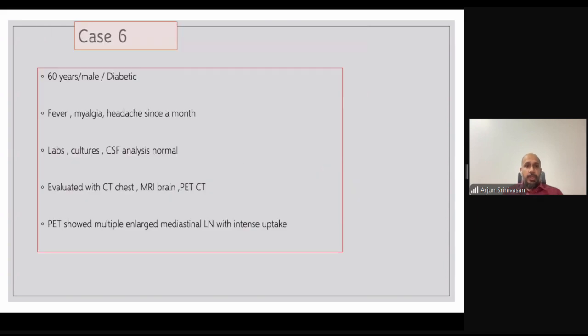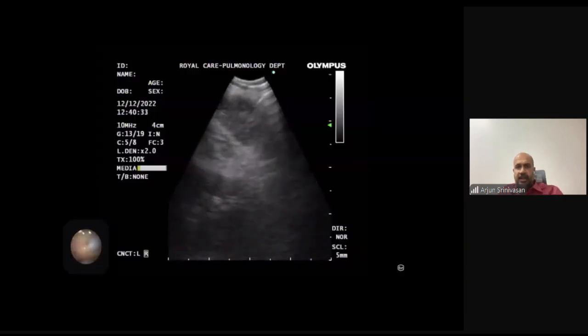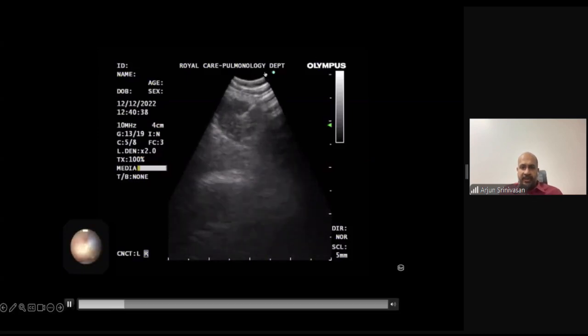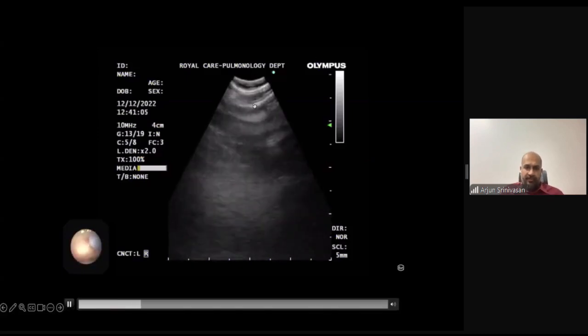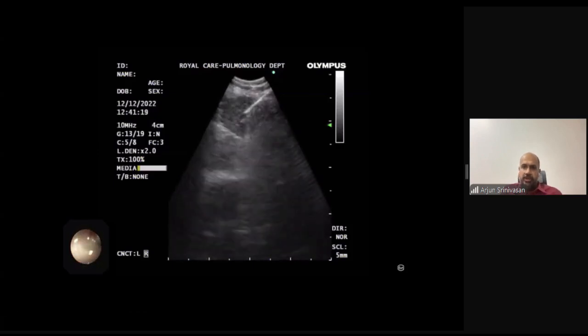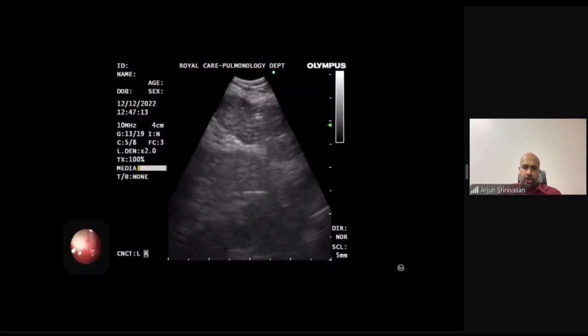So coming on to our last case, this is a 60-year-old diabetic, with fever and myalgia for 1 month. Labs and cultures were done, and CSF analysis was normal because the patient had significant headache, and was evaluated with CT, MRI brain, and PET. PET showed multiple enlarged mediastinal lymph nodes with intense uptake. And these are the lymph nodes which are being sampled. Here we went ahead because we were not really sure of the diagnosis of this patient. The cytology showed only mature lymphocytes.